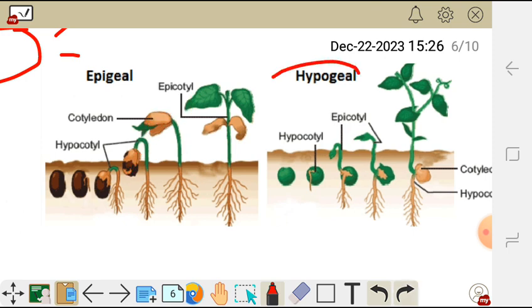Then hypo means low or reduced or decreased, meaning in this case it is under the ground. In this type of germination, the seed itself won't come out like in the other. It will be there in the ground, and what comes out is only the seedling when it germinates, but the seed remains inside the ground. That is hypogeal. But in epigeal, the cotyledon also comes out. So I'm sure you have gotten the differences.